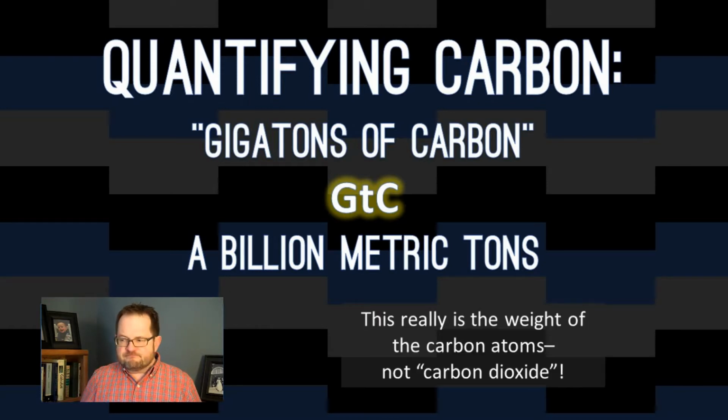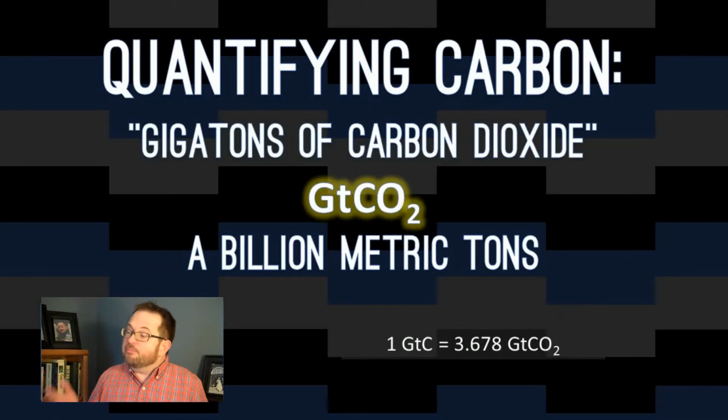But the book does actually make an odd choice here. They're actually talking about the mass or the weight of the carbon atoms themselves. So in a carbon dioxide molecule, there's carbon, but there's also two oxygen atoms in there. If we wanted to describe carbon dioxide in the Earth's atmosphere, a perfectly legitimate way to do it would be to talk about it as gigatons of carbon dioxide. In fact, there's even a symbol for that, GtCO2.